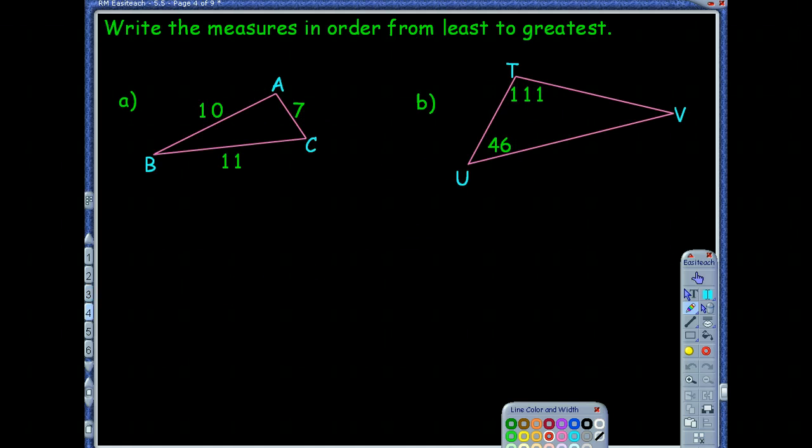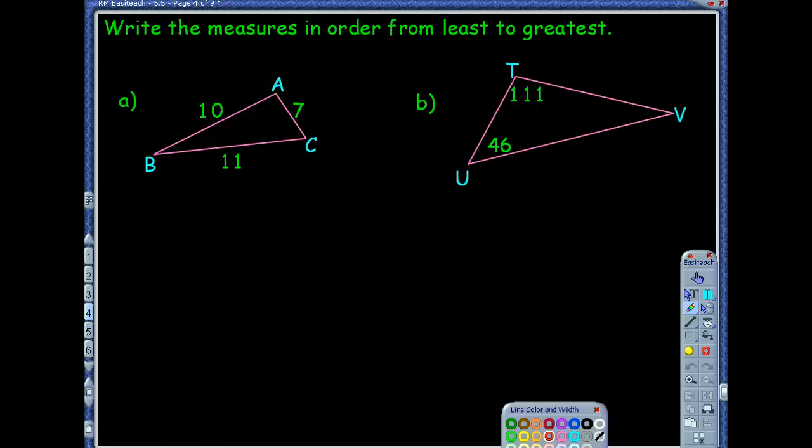All right, we've got a couple of examples on this one. Notice the first triangle up here has side lengths, and the second one has some angle measures, but we know how to work with either one. Our job here is to write the measures in order from least to greatest. Obviously, we're not writing the measures of the segments that they give us. We're writing the measures of the angles, the unknown parts.